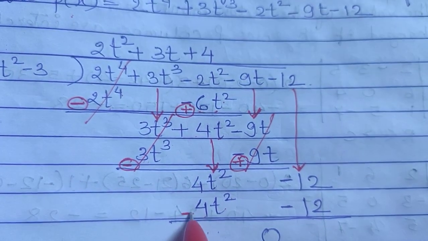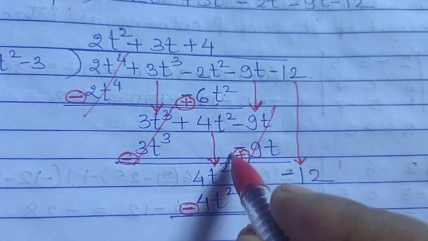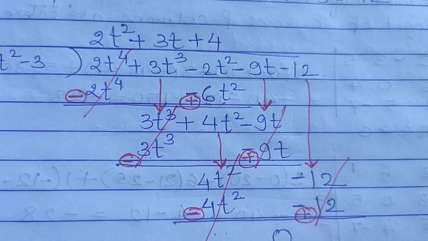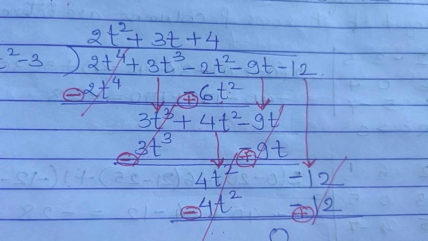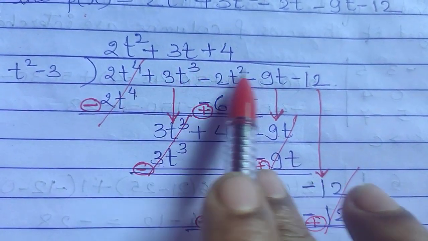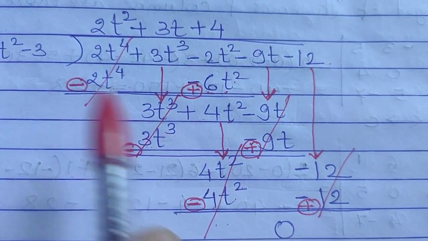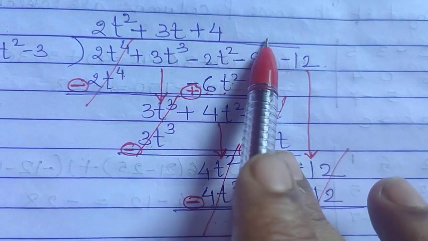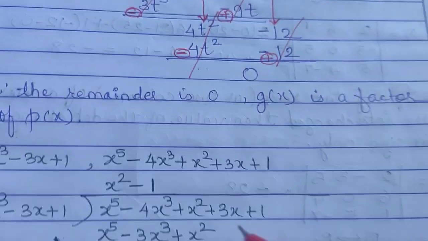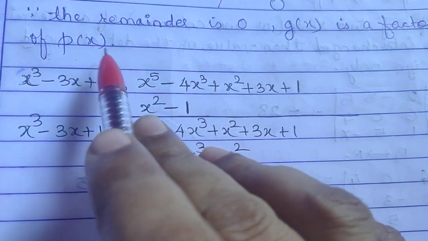Again change the sign. This will become negative, this will become positive. 4t square minus 4t square will get cancelled, plus 12 minus 12 will get cancelled. We get the remainder 0. Since the remainder is 0, we can say that this t square minus 3 is the factor of this polynomial. So if the remainder is 0, this term is the factor of the given polynomial, otherwise not. Okay, so here the remainder is 0 and hence we can write that g of x is the factor of p of x.